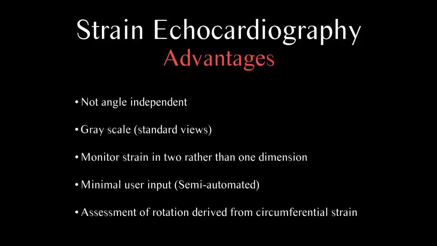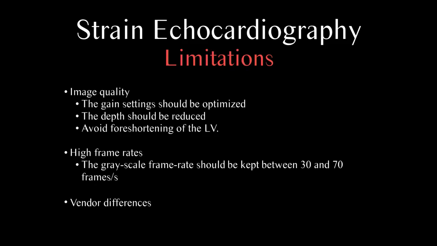Well, what are some of the advantages to strain? It's not angle dependent, unlike tissue velocity imaging, which relies on grayscale imaging, and it's going to let us evaluate strain in more than one dimension. And it's semi-automated, so the software is going to do some of the work for you. And last, we can also assess rotation, which we get from circumferential strain. But like anything, there are limitations. Strain really requires good image quality. It requires high frame rates, and it's important to understand that there are inter-vendor differences between the software.